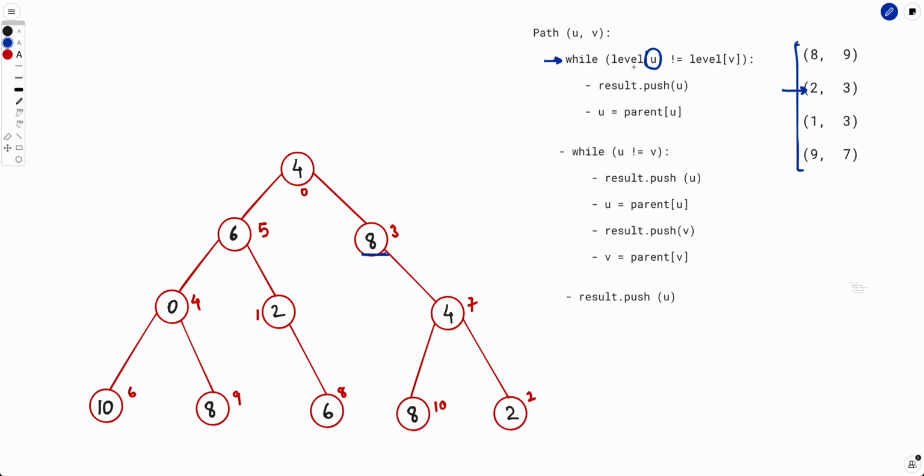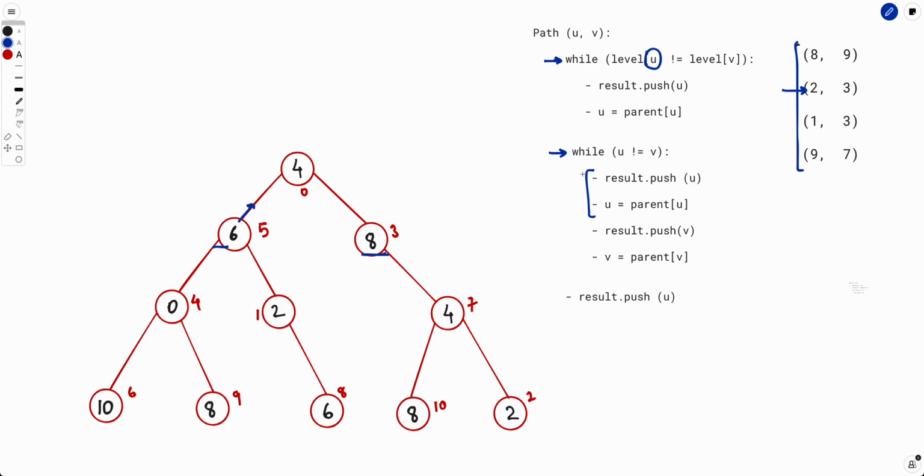Now once the level is same, you will move one by one until the nodes are actually same, right? So now is the time to move one by one. So let's say in this particular case, you have reached 6 and 8. Now we'll start moving one position up at a time. So we will do this until we hit a common node. So while u not equals to v, we will simply push the current u into our result and update u, and push v into the result and update v.